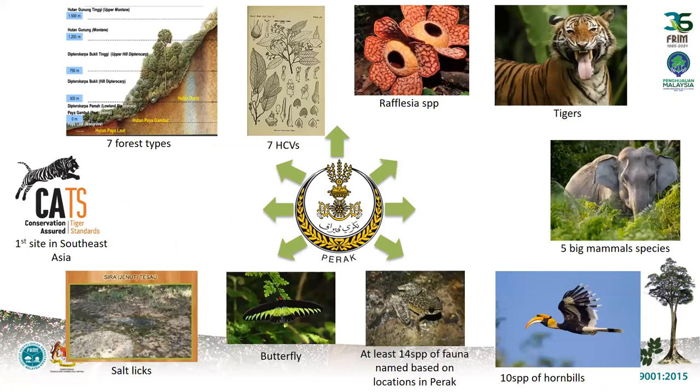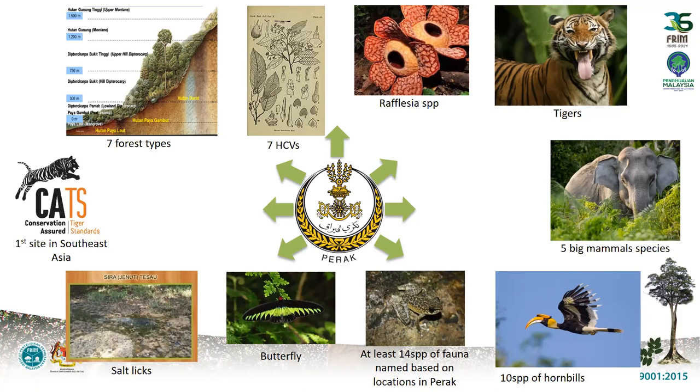Jadi, why Perak? Ini antara reasons kenapa kita pilih Perak. Kalau tengok, Perak dia ada all 7 forest type daripada gunung sampai ke pantai, sampai ke mangrove, ke pesisiran pantai. Kita ada 7 HCV. HCV stand for High Conservation Value Areas. Maksudnya dia ada satu-satu kawasan tu memang mempunyai nilai pemuliharaan yang tinggi. Kita ada Rafflesia species yang at least kalau tak salah saya ada 3 species. Rafflesia, home for the tigers. At least 5 big mammal species memang ada di negeri Perak. Memang kita tahu.